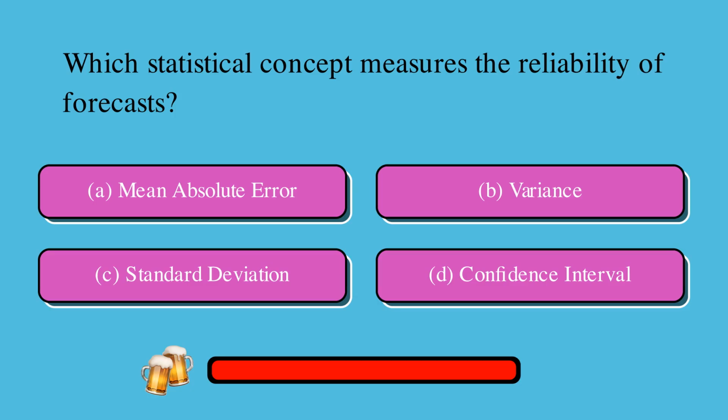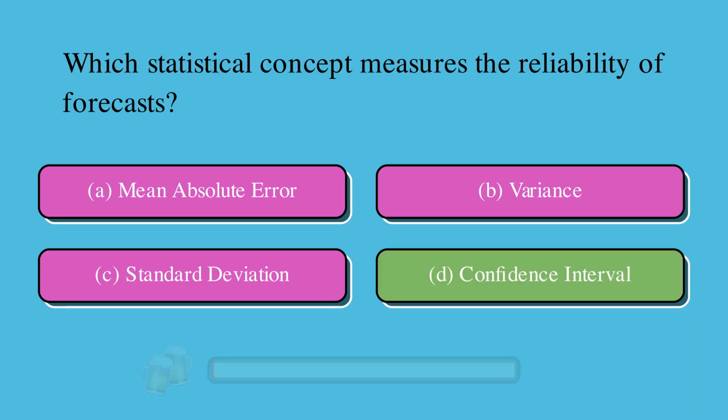Which statistical concept measures the reliability of forecasts? Is it A, mean absolute error, B, variance, C, standard deviation, or D, confidence interval? The correct answer is D, confidence interval.